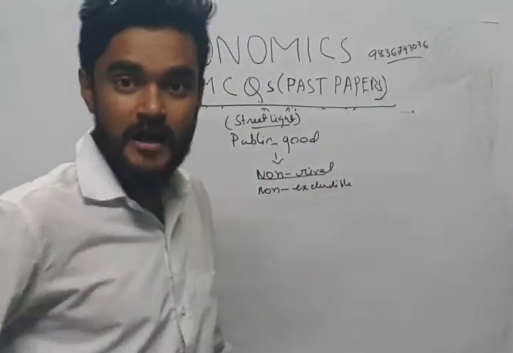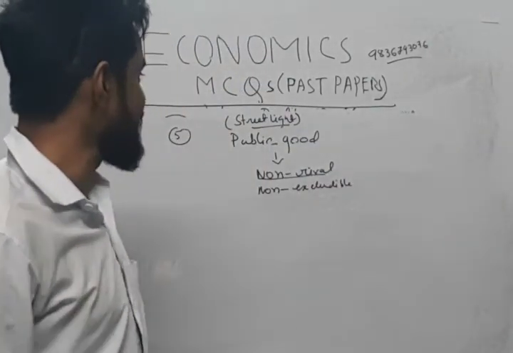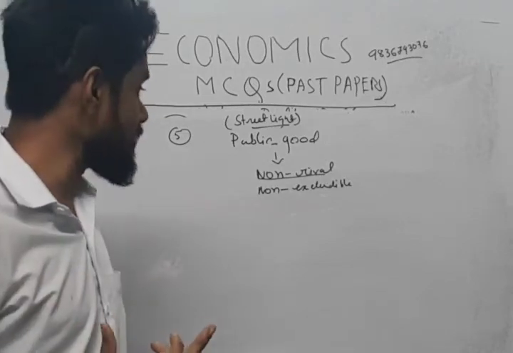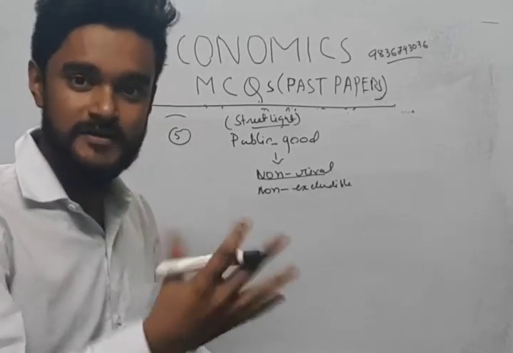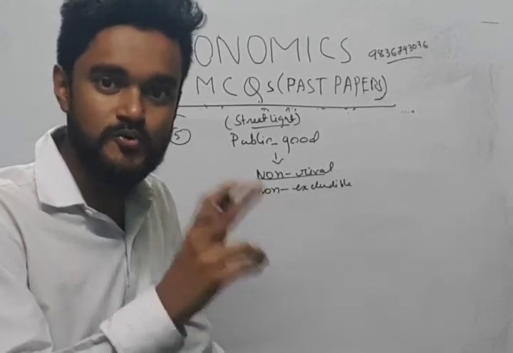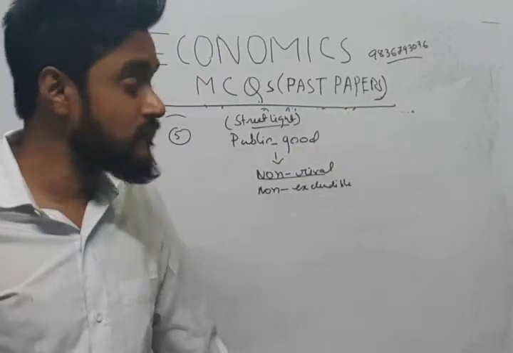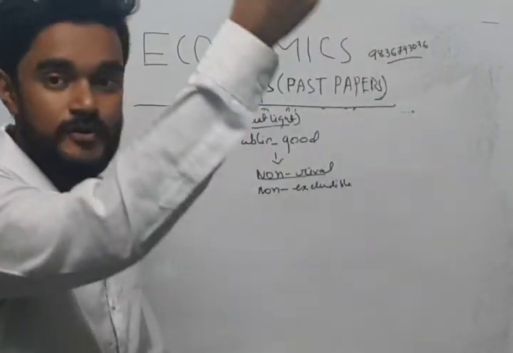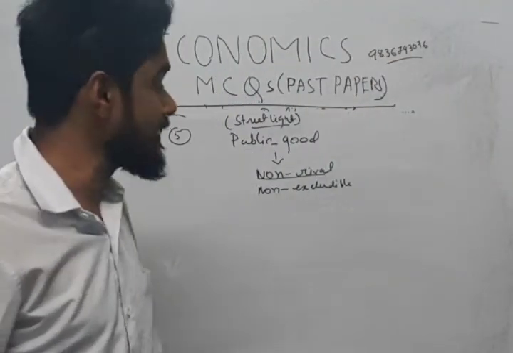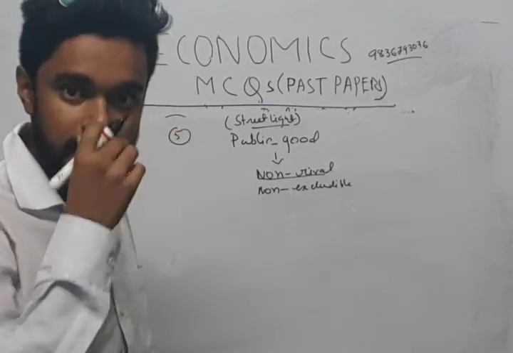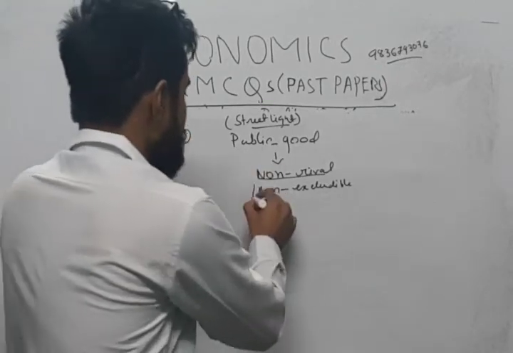which is lightening the darkness. So a street light is basically what? It is for everyone. That is, it is not rival in nature. You do not fight, or you do not compete with others for the benefit that you get by that street light. And on the other hand, it is also non-excludable.